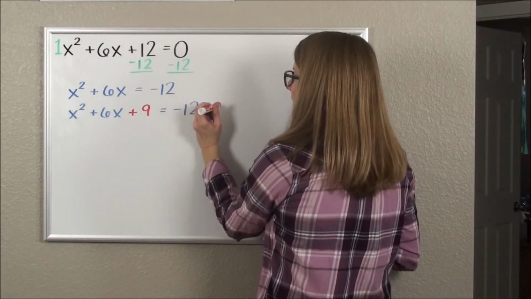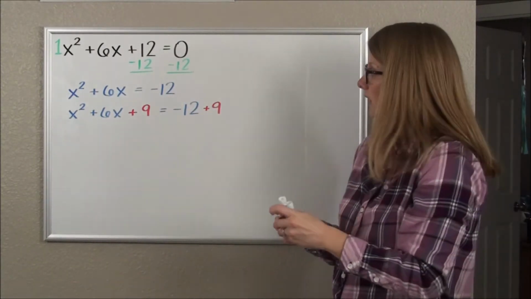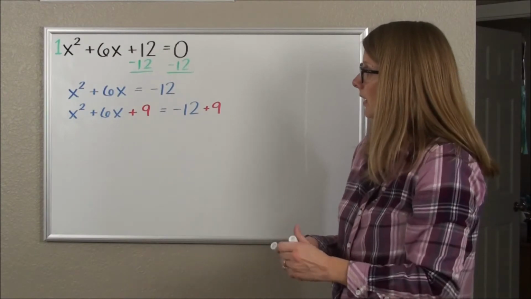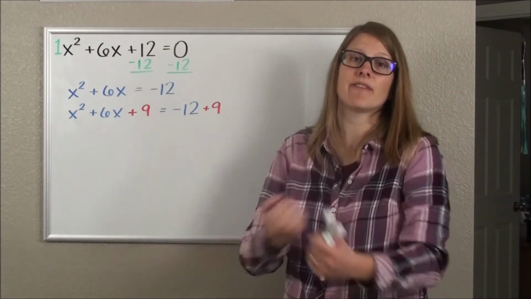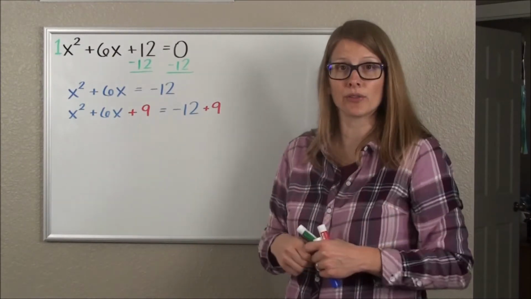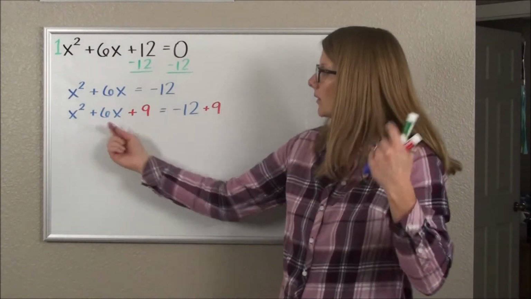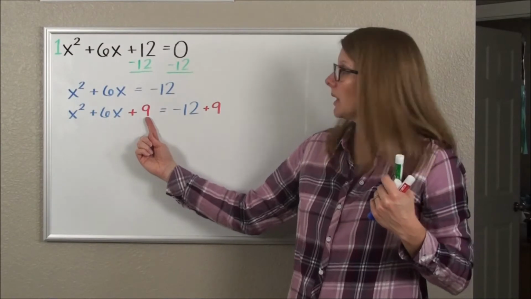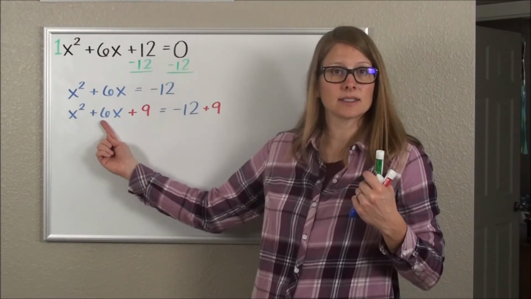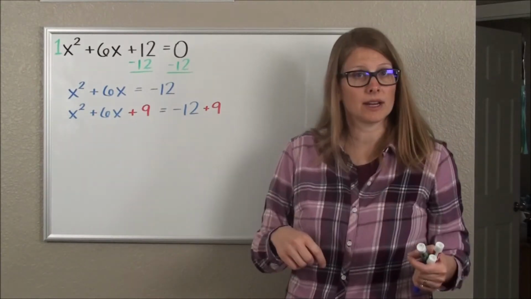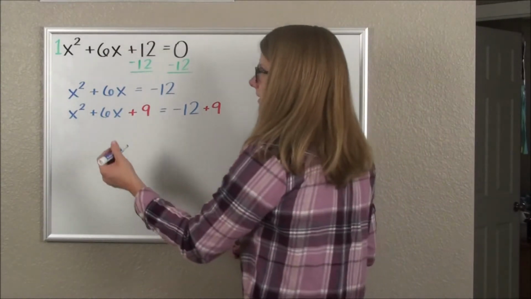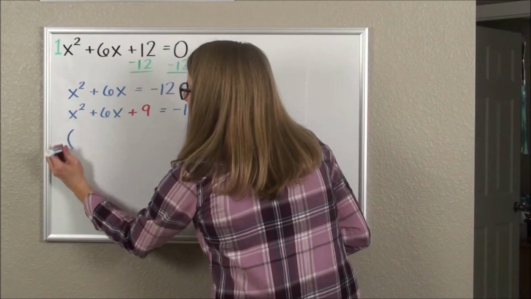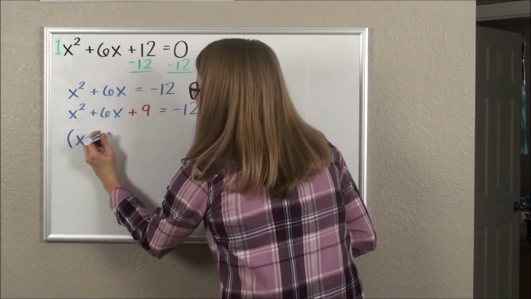Now whatever I add to the left, I have to also add to the right. Be very careful to remember that. Now, by adding 9, I've created a trinomial, which if I factored using Xbox, I would get a perfect square. Let's just kind of think through it. I'm looking for numbers that multiply to 9 and add to 6, and I get 3 and 3. So this would factor as x plus 3 times x plus 3. I get x plus 3 squared.